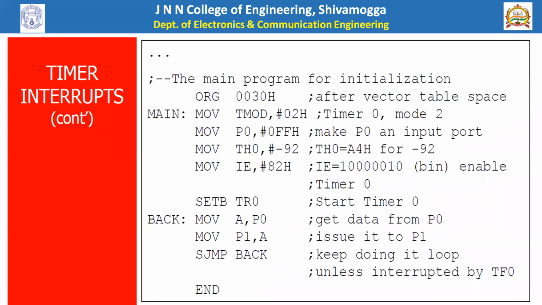When it generates an interrupt, it complements the line. When it complements the status, it will keep on generating a square wave. The rest of the time, what is it doing? It is simply reading the data from P0 and copying it to P1 simultaneously. So this particular program receives some data on P0 and copies it to P1 simultaneously, but whenever the timer rolls over, it generates a square wave on P2.1.